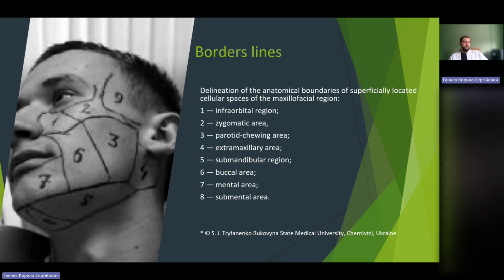So we have the infraorbital region, zygomatic, parotid chewing, extramaxillary, submandibular, buccal, mental, and submental. Of course, I didn't check those names in English-speaking literature. I'm sure there should be some difference, because as I said, I just have no free time for that, sorry. But I'm sure that you're very smart and you will find anything that you need in your books.